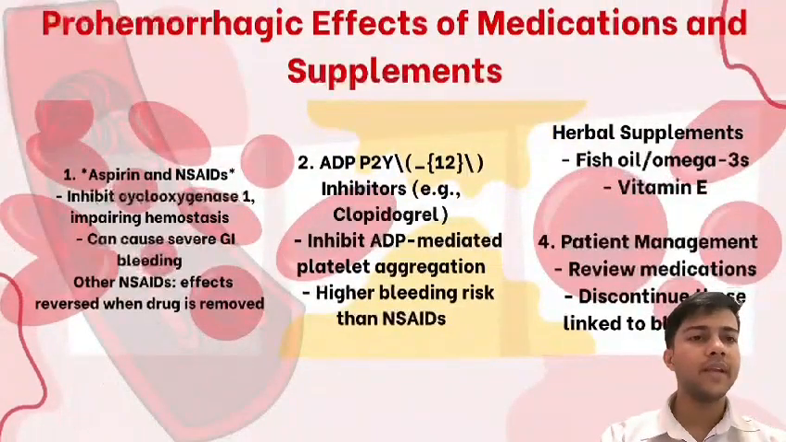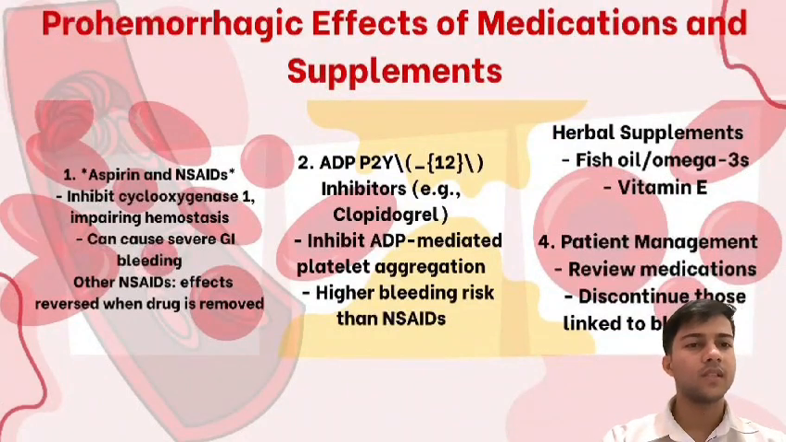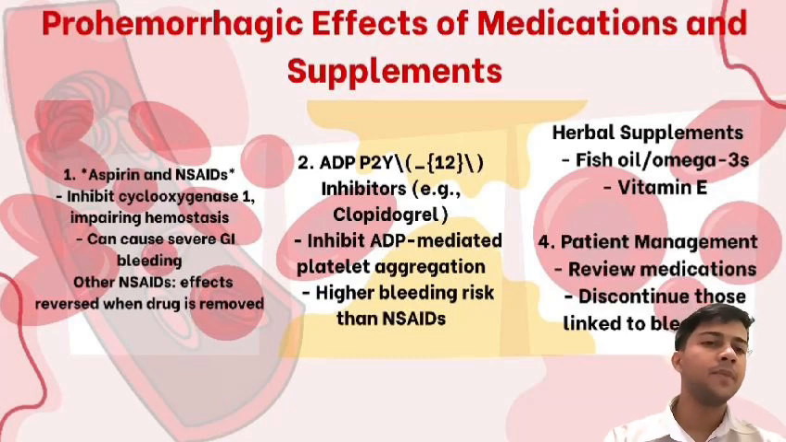Pro-hemorrhagic effects of medications and supplements. First, aspirin and NSAIDs inhibit cyclooxygenase 1, impairing hemostasis, and can cause severe GI bleeding. Other NSAID effects are reversible. Second, ADP P2Y12 inhibitors inhibit ADP-mediated platelet aggregation, with higher bleeding risk than NSAIDs. Third, herbal supplements, fish oil, omega-3s and vitamin E. Fourth, patient management: review and discontinue medications linked to bleeding.